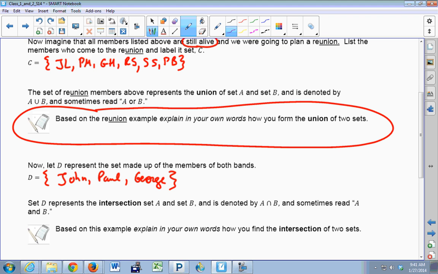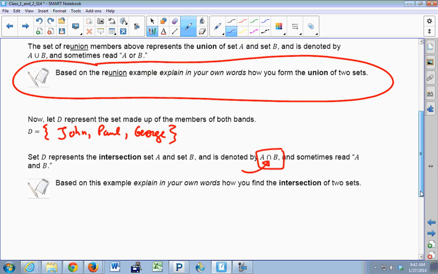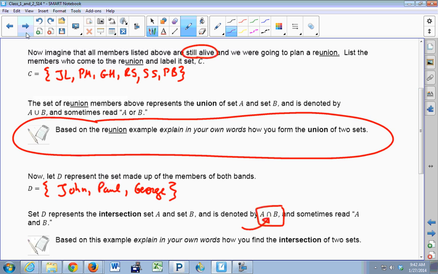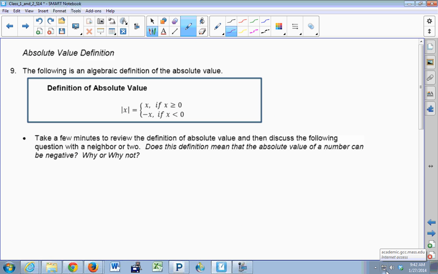So in your own words now, think about how you would describe an intersection. It's got to make sense to you. I can give you the official definition, but it's got to make sense to you. Notice this is the symbol we use right here, the upside down U for intersection of two sets. Okay. So that's on the Beatles. And let's move along here to the idea of absolute value, which you're probably familiar with, but maybe you're not as familiar with the definition of absolute value.